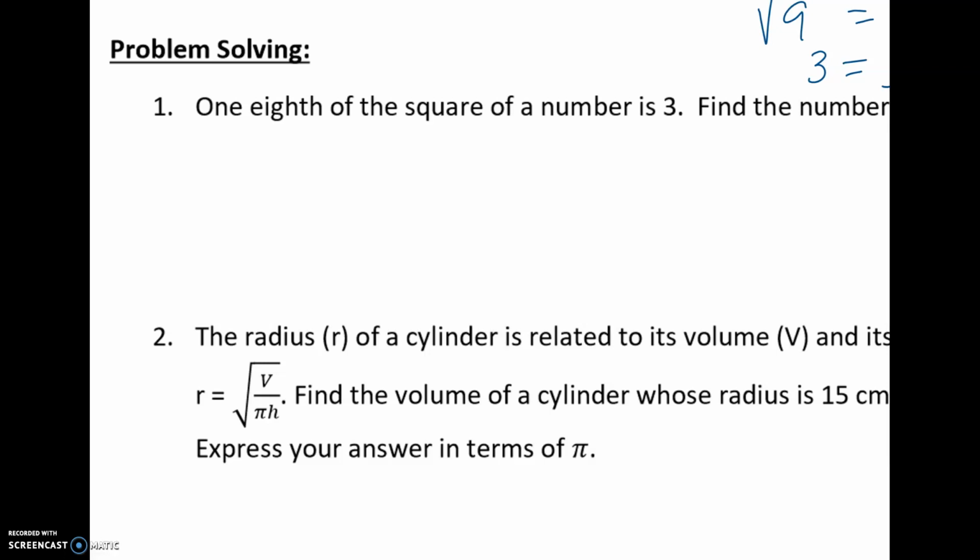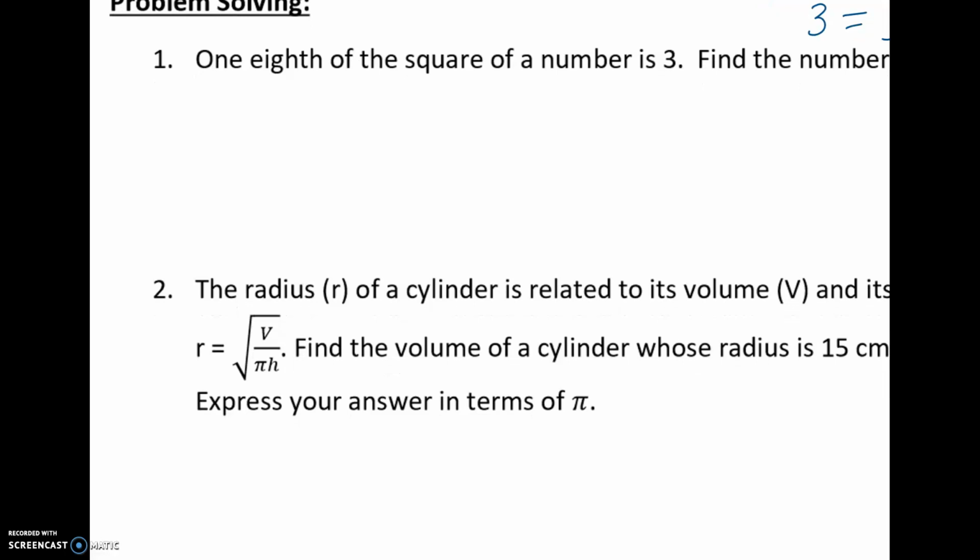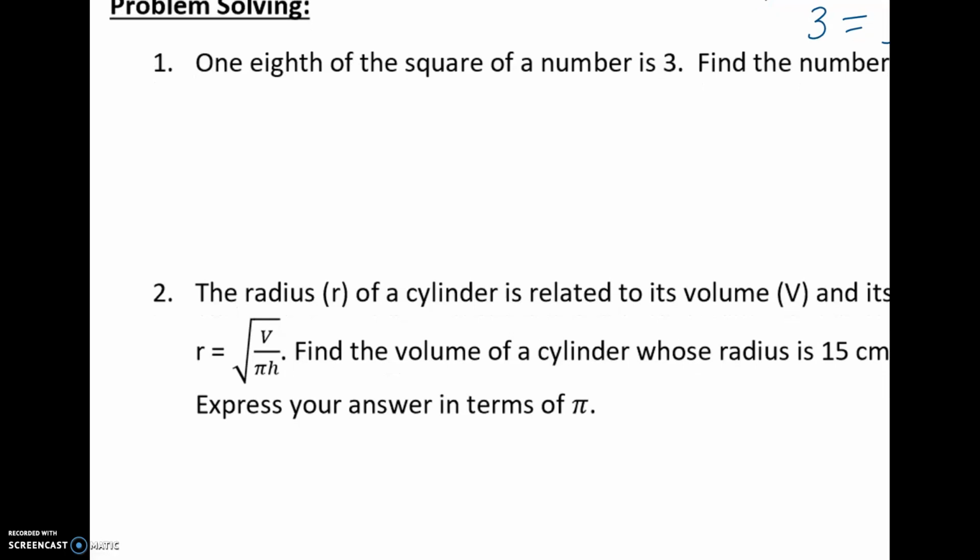Okay, so let's finish up lesson 11.10 and our notes for the year with a little bit of problem solving. Number 1 says 1/8 of the square of a number is 3. Find the number. So I'm going to let x equal the number.